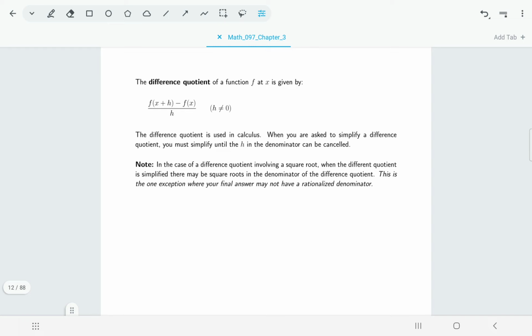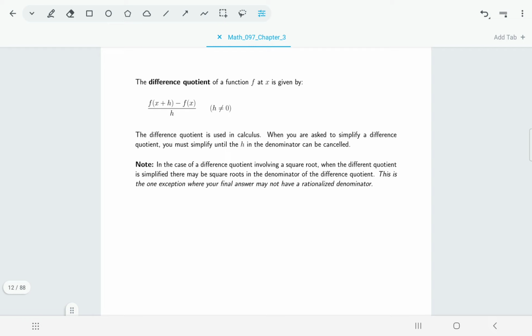This is not the same thing as saying that every single h is going to go away. There very well will be some h's left over. It's just the h that we originally had in the denominator, that particular h got canceled, and when we get to that point, we'll be in simplest terms for a difference quotient.